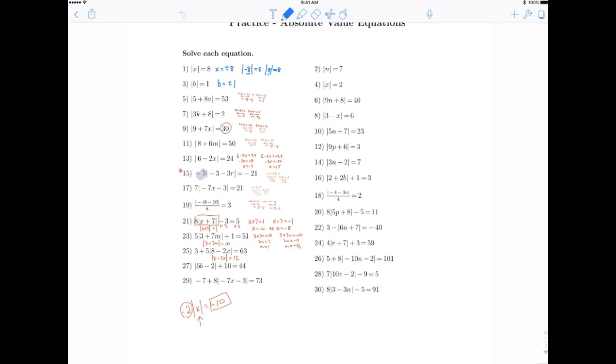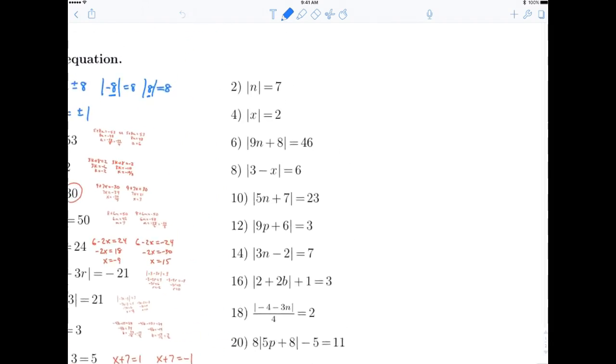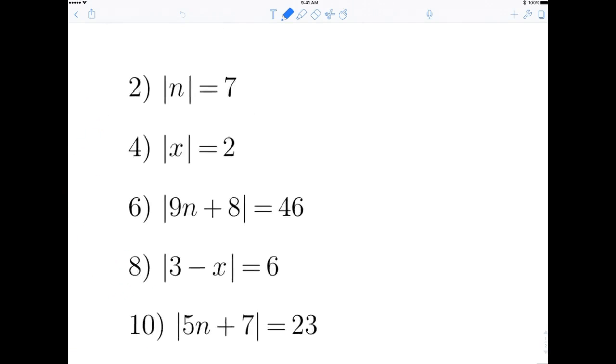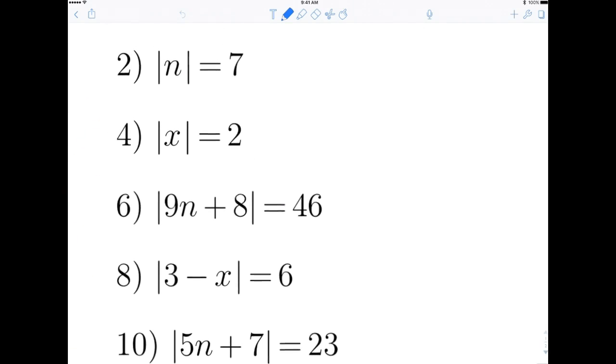Okay, today's lesson is solving absolute value equations. All right. Now, what I want to do with you guys is I want to see how good you are. Number two, the absolute value of what number is 7? The absolute value of what number is 7? -7. Anybody else?